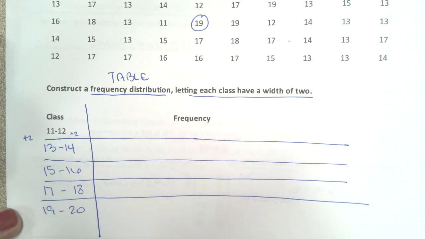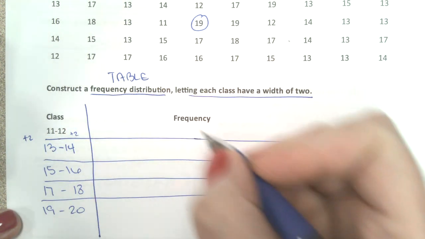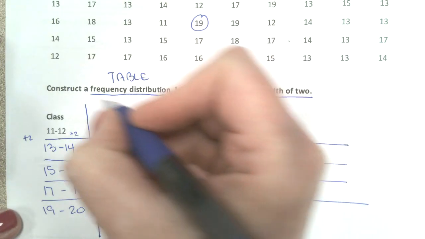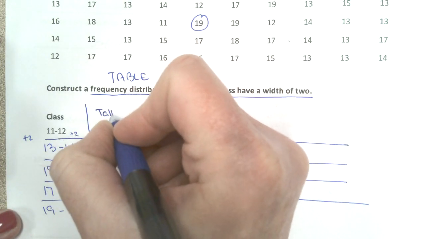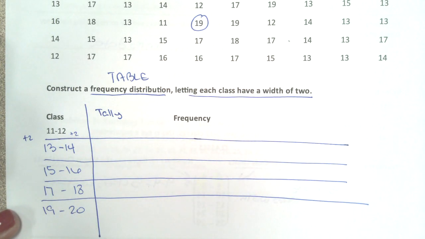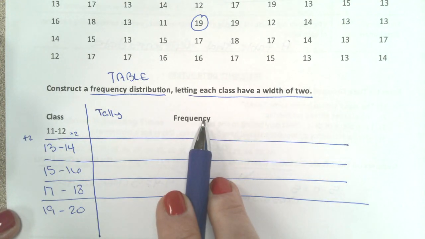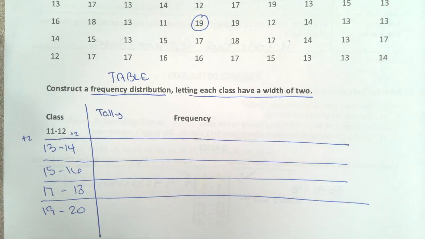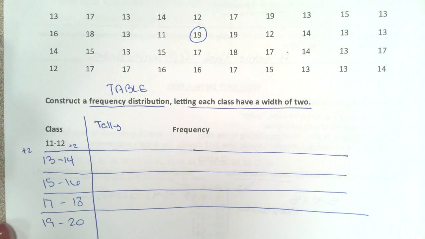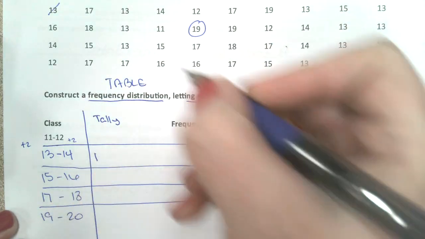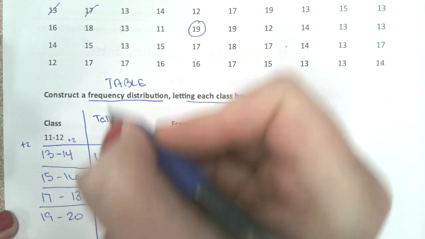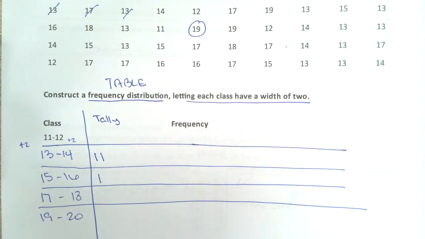I'm going to put in another column here, and I'm going to put in some tally marks. Sometimes if there's a lot of data, you can't just go right to frequency because sometimes you lose count. So I'm just going to cross them off and put a tally mark. So 13, 17, 13, etc. I'm going to pause and finish this out.